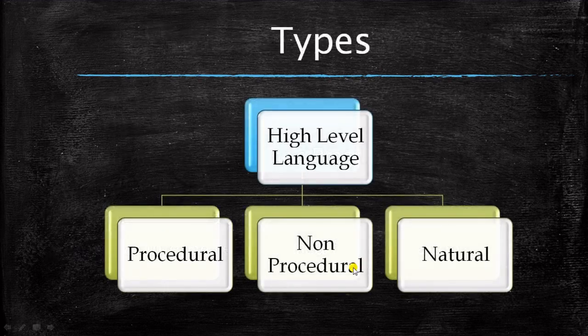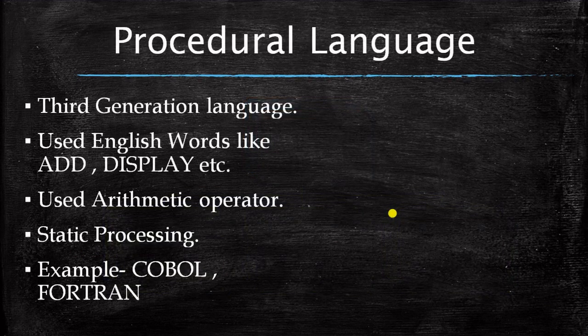Now types: high level languages are of three types. One is procedural, one is non-procedural, and the third one is natural. So let's see. Procedural languages were the third generation languages. In the first generation we had machine language, in the second generation we had assembly language. In the third generation, from here the high level languages started, we had procedural languages. They use English words like add, display, etc. They use arithmetic operators, you know, plus, minus, multiplication sign and so on. Static processing means it has to proceed from top to bottom. It is not dynamic, where anywhere you can make changes. It will not work like that. Some examples are COBOL, Fortran, BASIC.